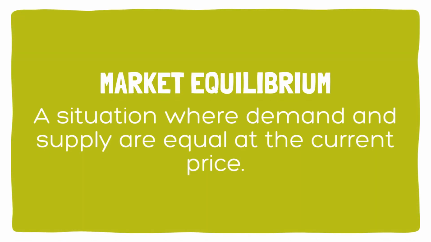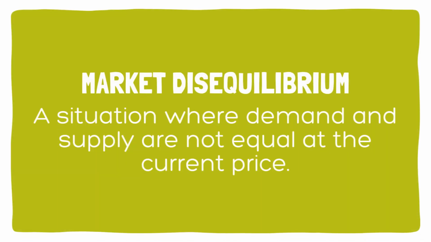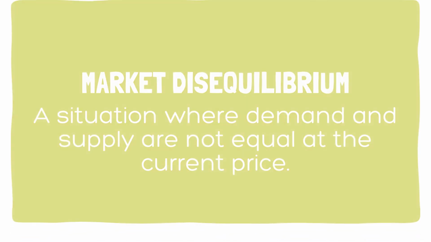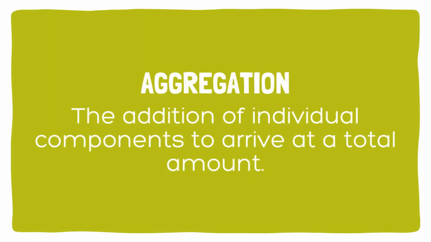Market equilibrium is a situation where demand and supply are equal at the current price. Market disequilibrium is a situation where demand and supply are not equal at the current price. Market demand is the total demand for a product. Aggregation is the addition of individual components to arrive at a total amount.